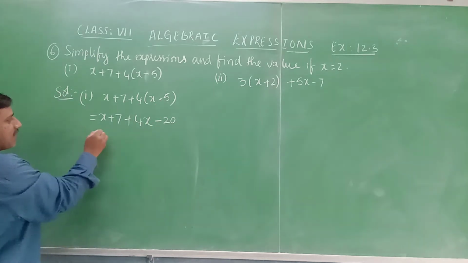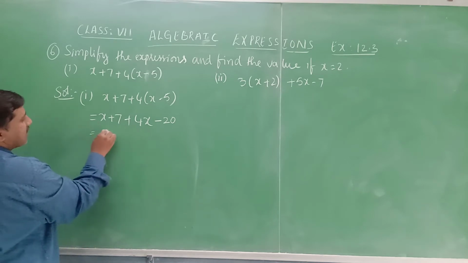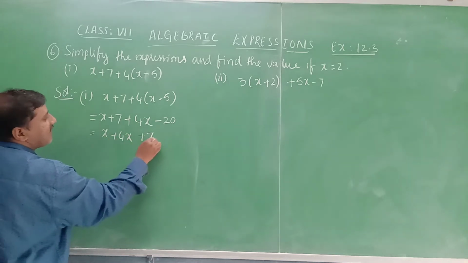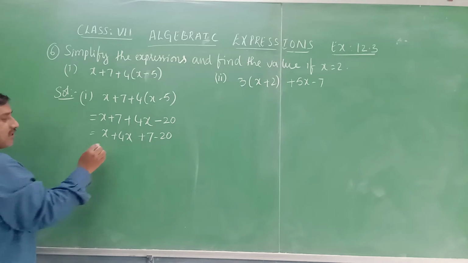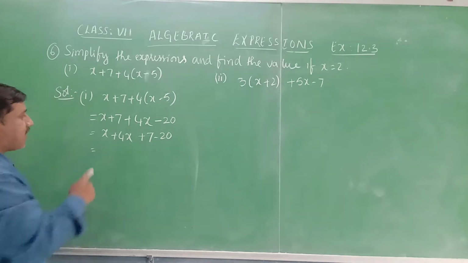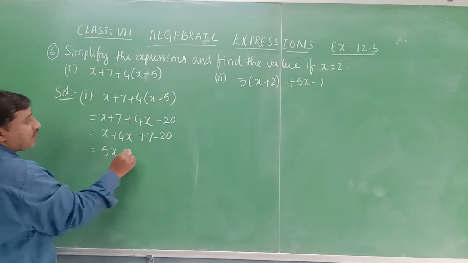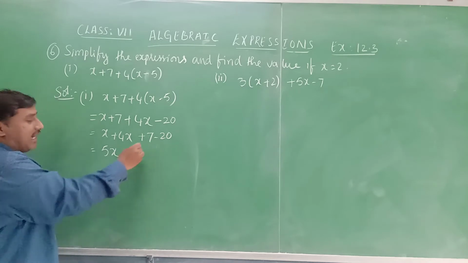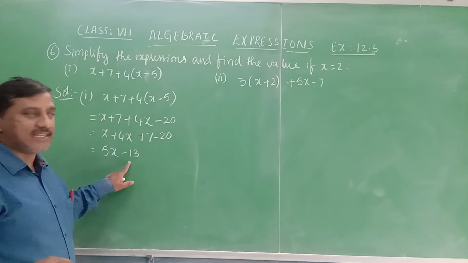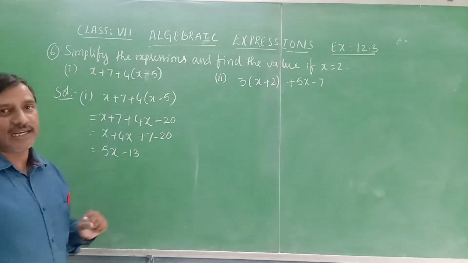Now regroup the terms, like terms at one place, and simplify. x and 4x both are like terms, x plus 4x, then plus 7 minus 20. Now simplify x plus 4x, add these two like terms: 1x plus 4x, 1 plus 4 is 5, 5x, plus 7 minus 20, we get minus 13. Now 5x minus 13 is the simplified form of x plus 7 plus 4 into x minus 5.